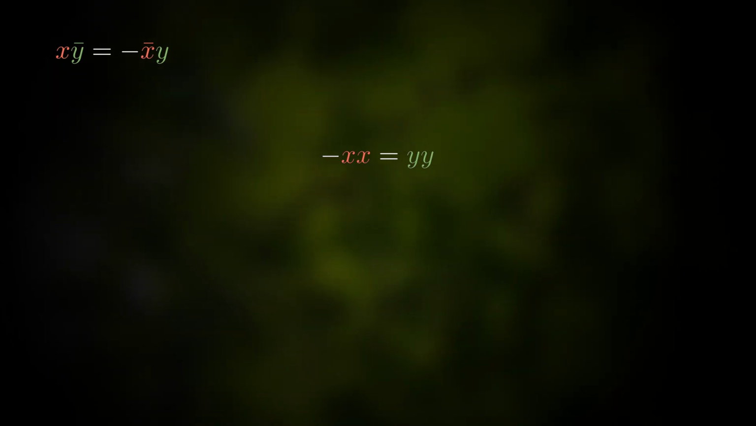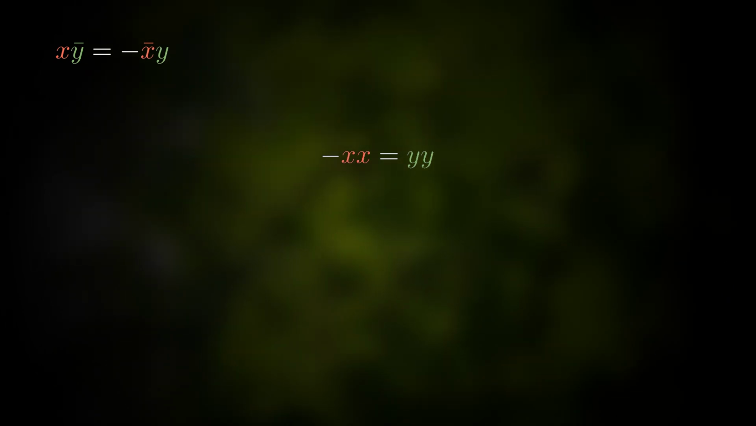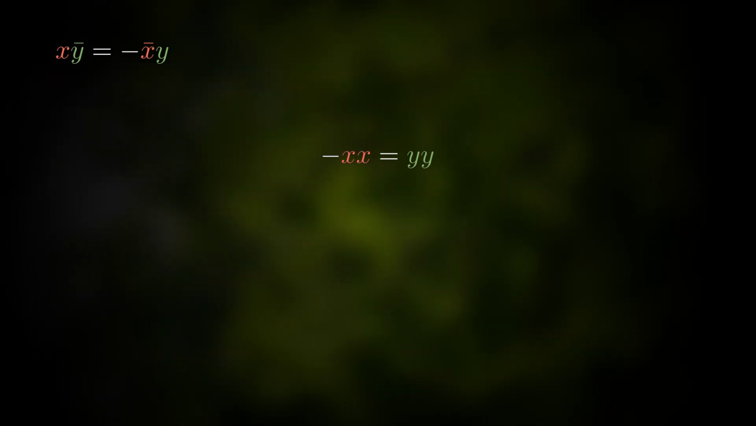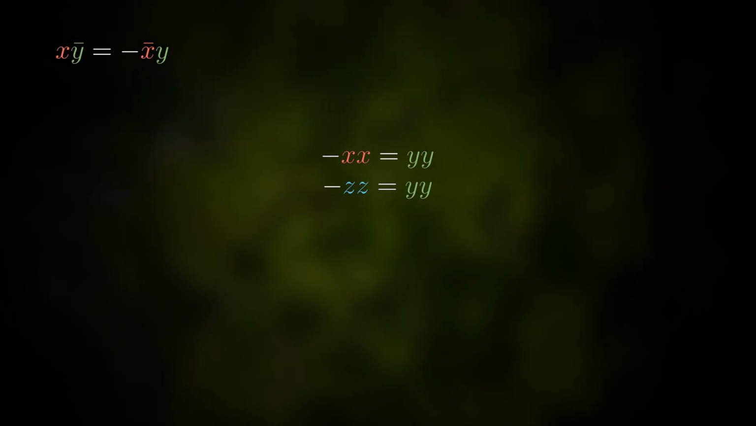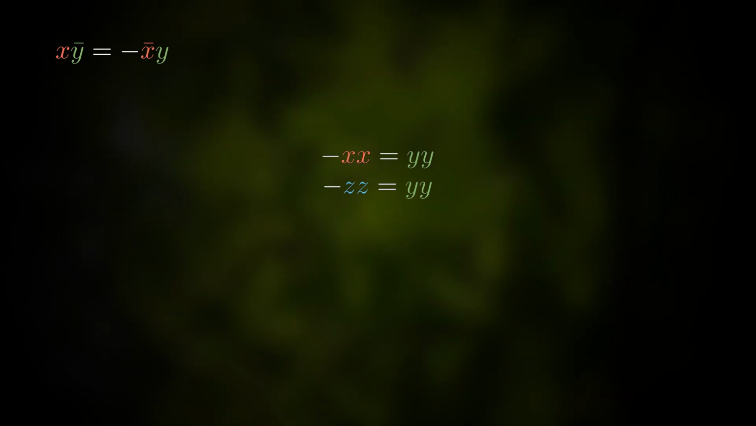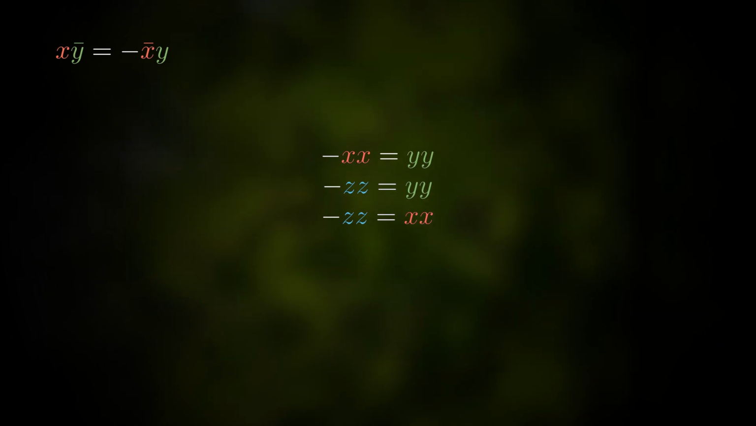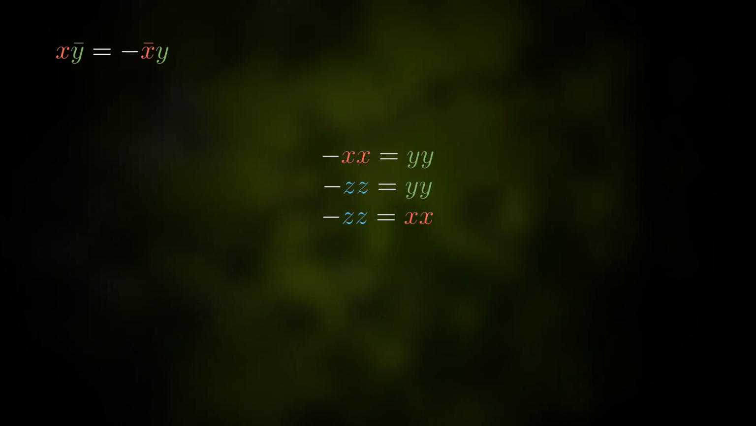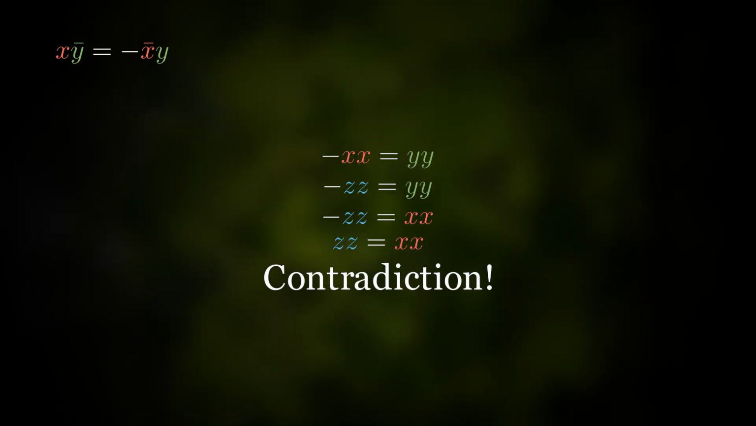Okay, we're not really sure what xx or yy represents, but ignore the meaning of the equation for now, and focus on the implication. If we were to add a third basis vector, z, then because the same rule should also apply to z, we would get minus zz equals yy. But also, the same rule should apply between xx and zz. So, minus zz is also equal to xx. But minus xx and minus zz were both equal to yy. So, they must be equals. There is clearly a contradiction here.